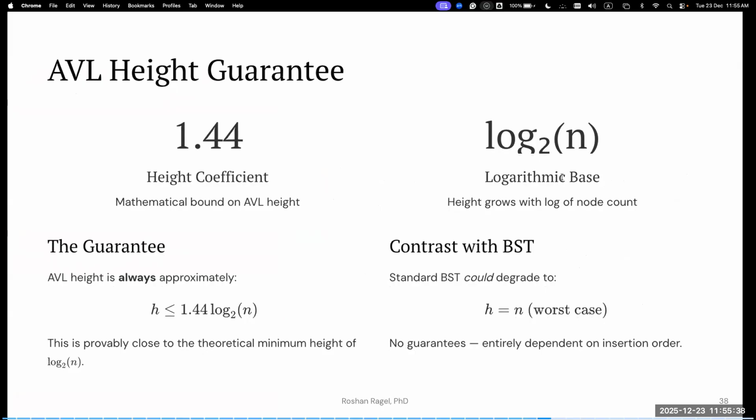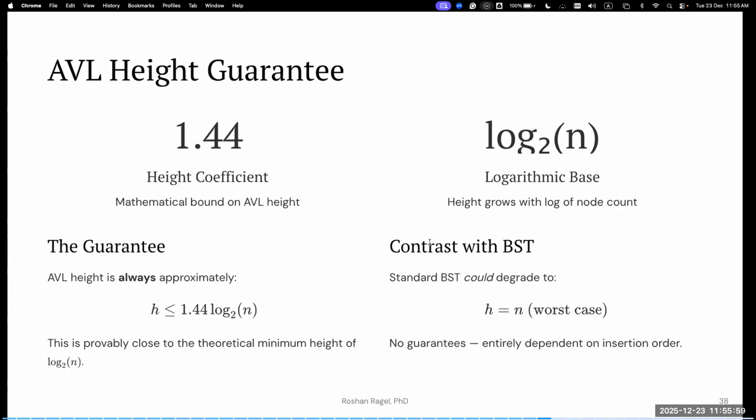So a little on the complexity, I have already mentioned this, right? The AVL tree guarantees a 1.44 height coefficient. So it's basically 1.44 log2 n. In terms of big O notation, it's just log n.